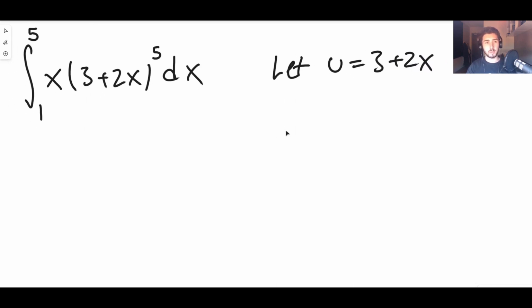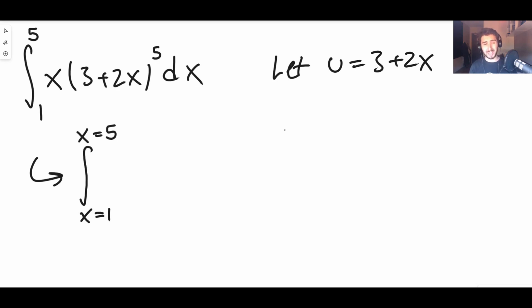3 plus 2x is going to be our substitution. Because if this is the case, and by the way, we can also rearrange this for x in a second because there's an x on its own over there. But if this is the case, we can rewrite this integral. I'm going to write for the limit x equals 1, x equals 5, because you'll notice in a second we need to change these limits.